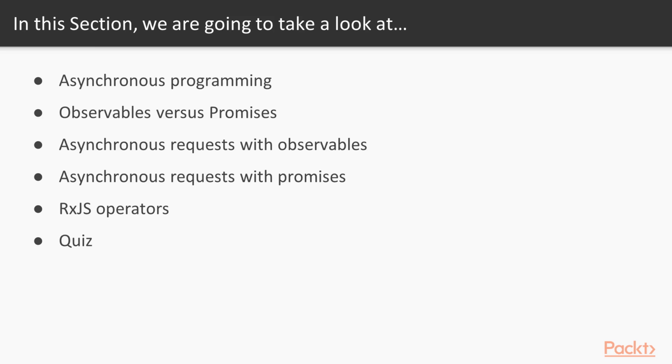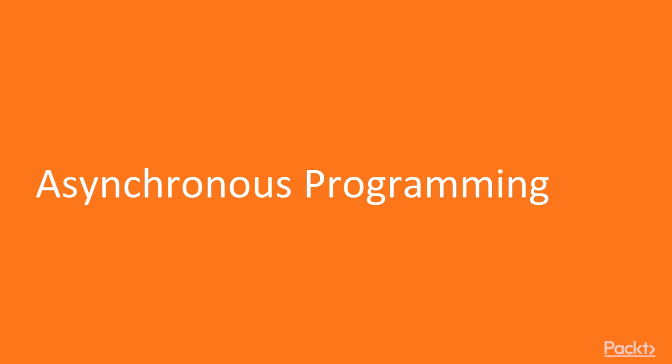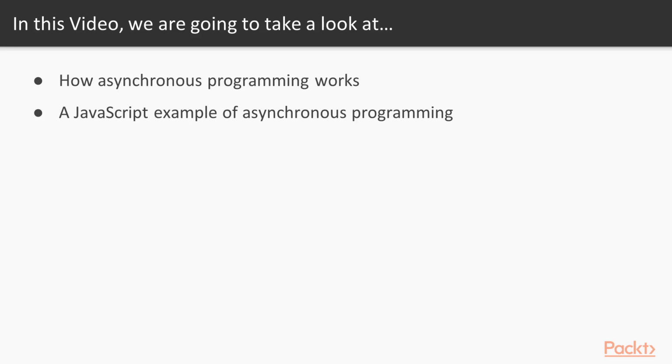In the last video we're going to look at the third-party package RxJS and the operators that help us work with observables. So welcome to the first video in section 3, Asynchronous Programming. In this video we're going to take a look at how asynchronous programming works, and then we're going to look at a JavaScript example of asynchronous programming.